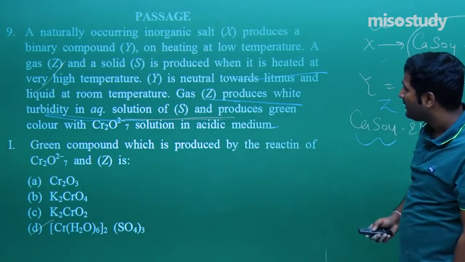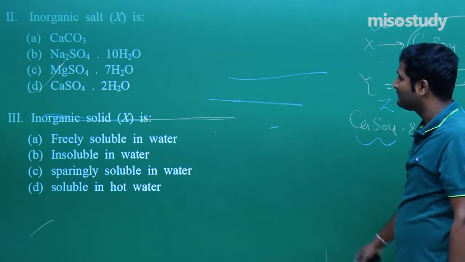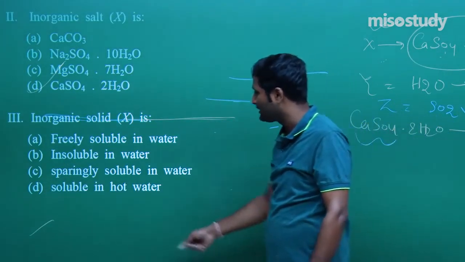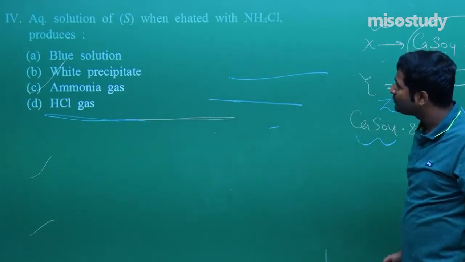Look at Y as it is produced. Inorganic solid here, that is, I am talking about CaO. It is sparingly soluble in water, that is the C option. Okay sir. Now let's move to the next.